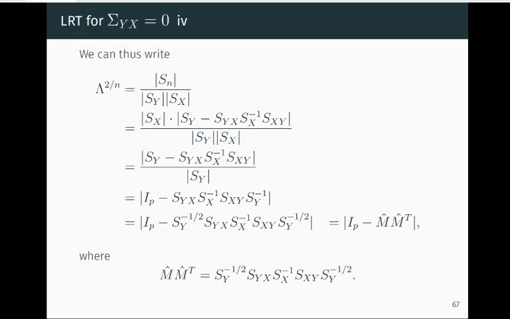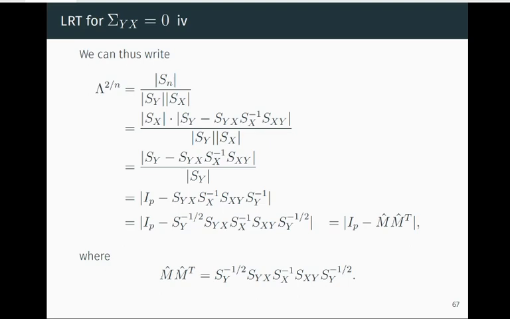Now we can use the properties of determinants. The determinant of an inverse matrix is the inverse of the determinant and vice versa, so we can bring the inverse of S_y to the numerator. Next we can use the fact that the product of determinants is equal to the determinant of the product of the matrices, and so we can bring S_y inverse inside the determinant. This cancels out the first summand, and we keep track of the inverse of S_y on the right-hand side.